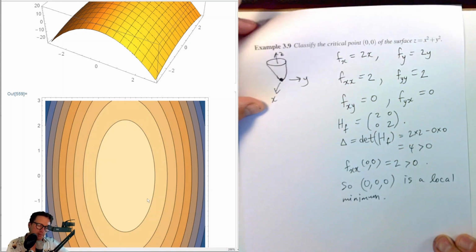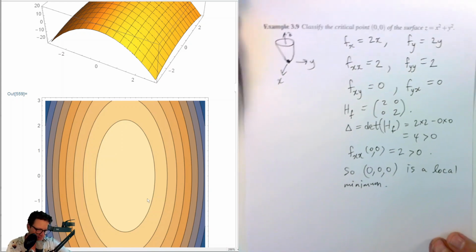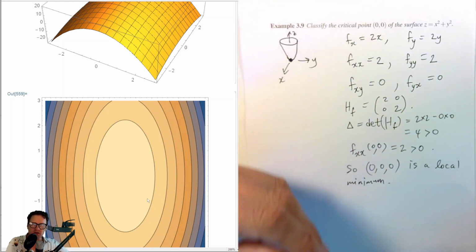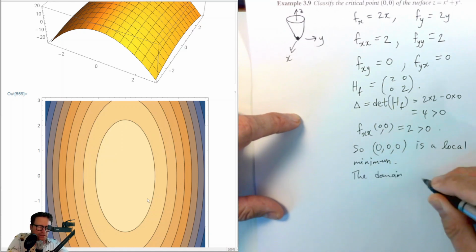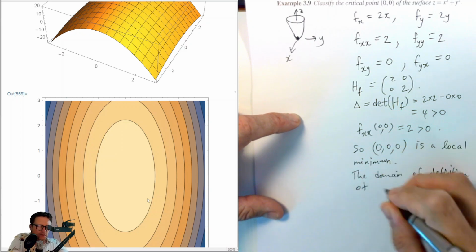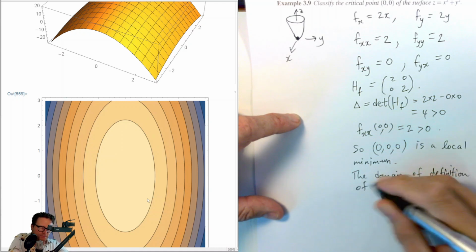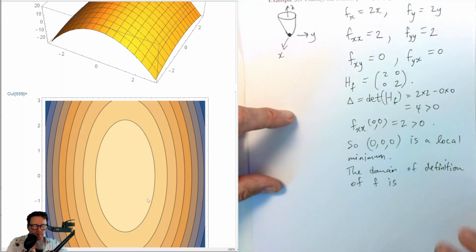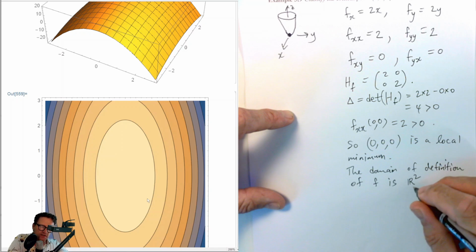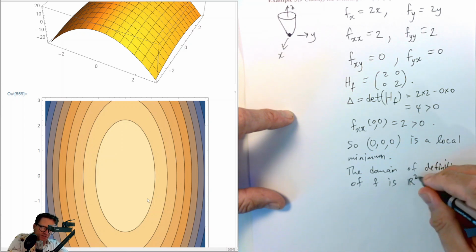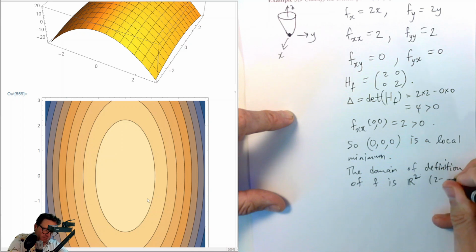Okay, now how do we know it's a global minimum? So local is locally, as the word suggests. Global is over the entire domain. So the domain of definition of f is all two-space, so all pairs of real numbers. This is how we denote that: the set of real numbers superscript 2, two-space of real numbers.